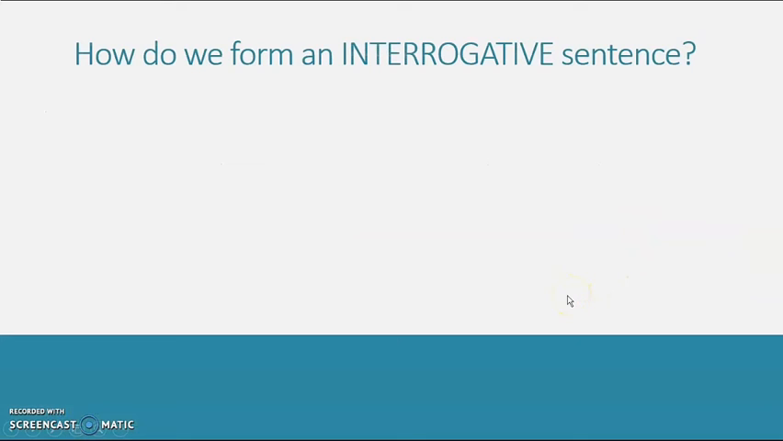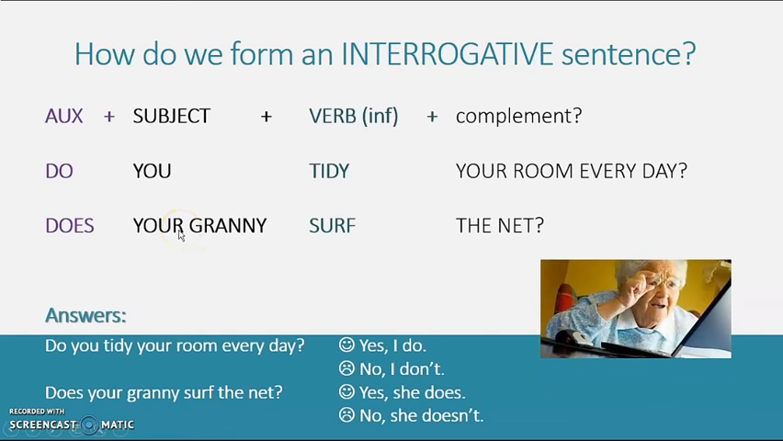How do we form an interrogative sentence? This type of questions will start with the auxiliary do or does depending on the subject, such as: do you tidy your room every day? Does your granny surf the net? It is important to notice that if you have the auxiliary in a sentence, you won't change the verb, okay?